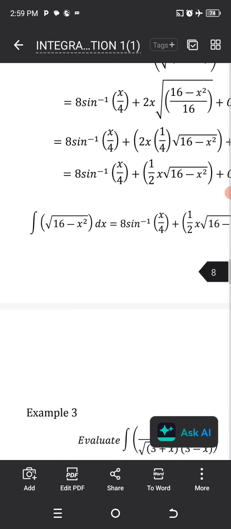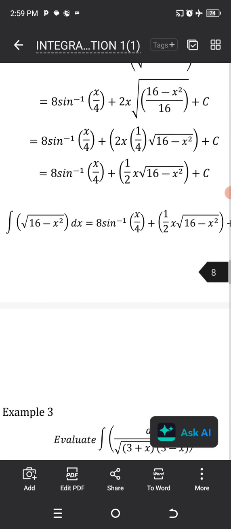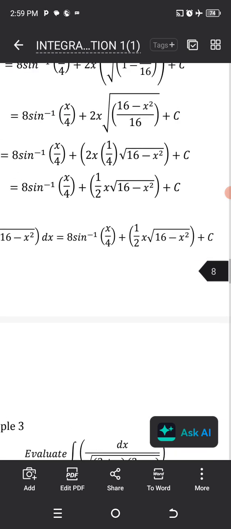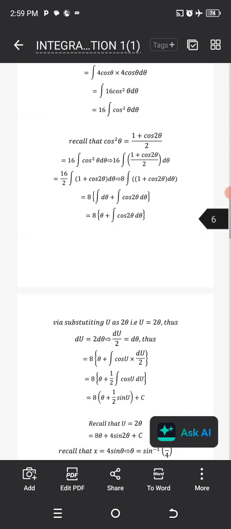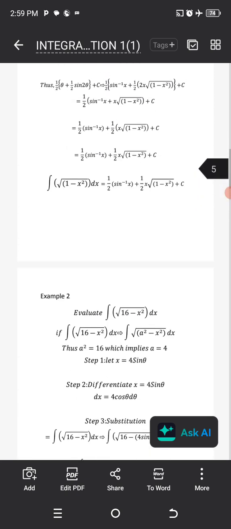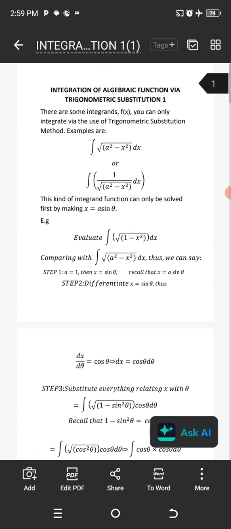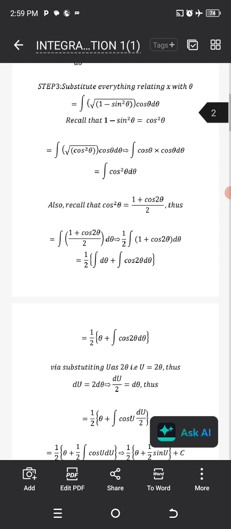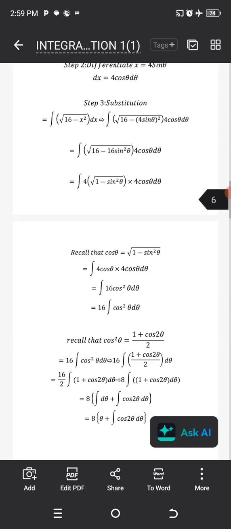And you can see that the integration of square root of 16 minus x squared is now 8 arc sine of x over 4 plus 1 over 2 x square root of 16 minus x squared plus c. So that is for the first format. That is how to integrate something like that. You can check through the note again. That is example 2. This is example 1. This is the step. Example 1, step 2, step 3. Let me zoom in a little bit so you can see. Just check through to know it's well explanatory.